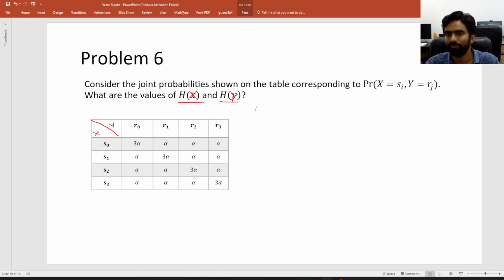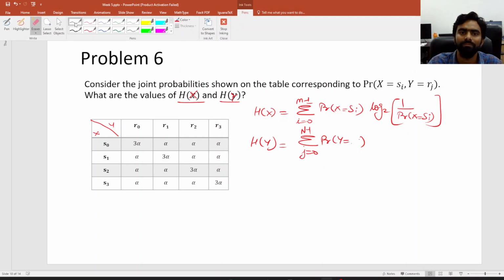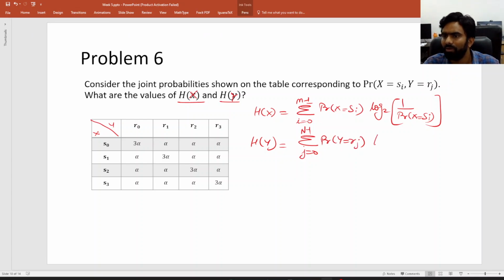So already you know h of x would be summation i equal to 0 to m minus 1 probability x equal to s of i, log 2 of 1 by probability x equal to s i, and h of y would be summation j equal to 0 to m minus 1 probability y equal to r of j, log 2 of 1 by probability y equal to r of j. Clear?